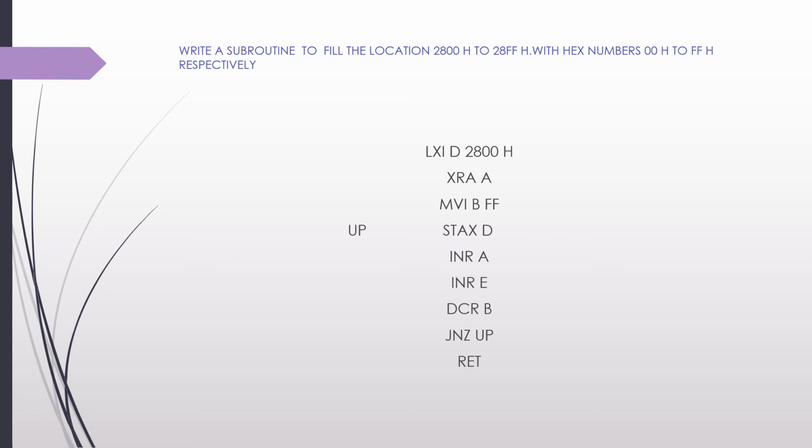Now you decrement B. FF will become FE, and then jump on non-zero to store the data of accumulator at the address in the DE pair. So you have incremented to 2801, the accumulator has 01, so 2801 takes data as 01. Like this, you go on incrementing the data in the accumulator and also going to the next memory location. So it will store 2800 with 00, 2801 with 01, 2802 with 02, and like that 28FF with FF data, and then you end the program with RET, not with HLT.